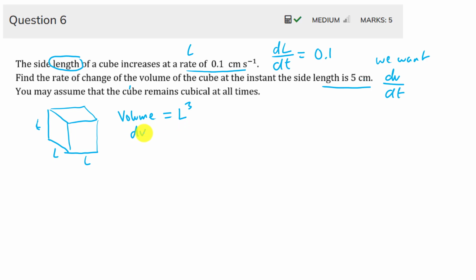So we should know dV/dL equals 3L squared. Now it did give us L equals 5, so we sub that in. So we can find dV/dL: 5 squared is 25, so 3 times 25 equals 75 when L equals 5.